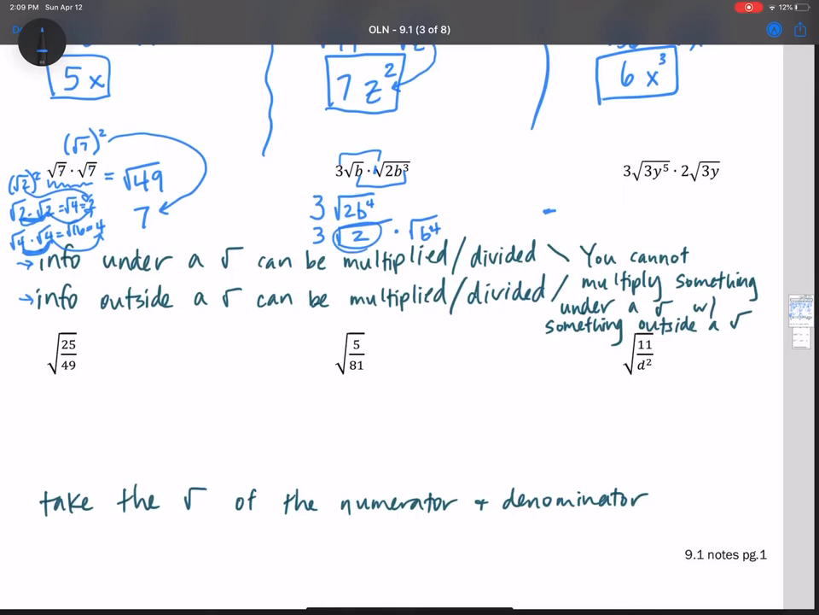This, you can't do anything with it because it's the square root of 2. But the b to the 4th, you can reduce that. So that is 3b squared times the square root of 2.